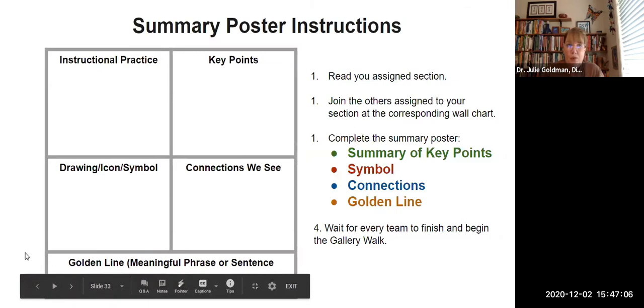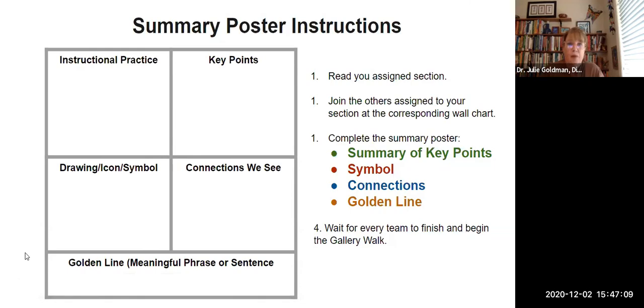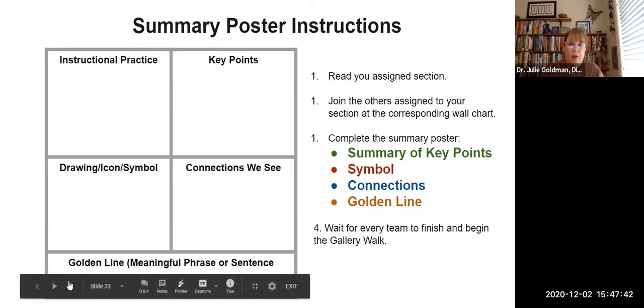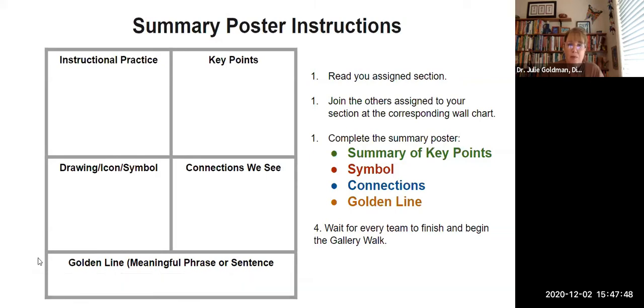Another go-to type of activity that we use is summary posters. So we're taking it out of the reading into a non-linguistic representation. We're talking about the instructional practice here. If we were reading about our instructional practices, you could have the title of the article or the video that you're watching. What are some of the key points? If it were a drawing or an icon, what are connections that you see to your learning or previous units? And the golden line is one sentence or phrase that is verbatim from the reading.